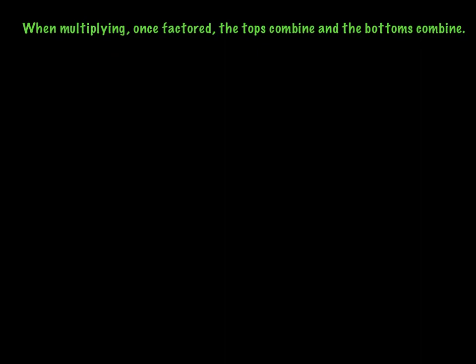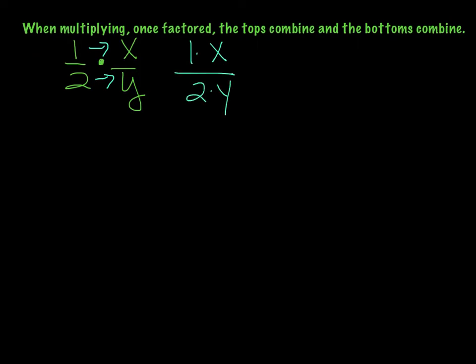Alright, now we're going to do some multiplying. Remember, when you're multiplying, like if I had 1/2 times x over, I don't know, y, you just multiply top times top and bottom times bottom. So it's 1 times x over 2 times y. So the tops just combine and the bottoms combine like that. And then, once you combine everything, you can cancel things out just like we did on the simplifying problems.